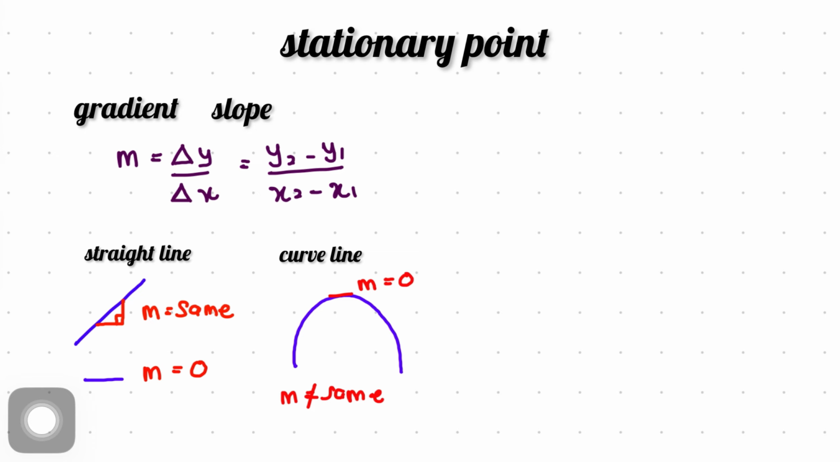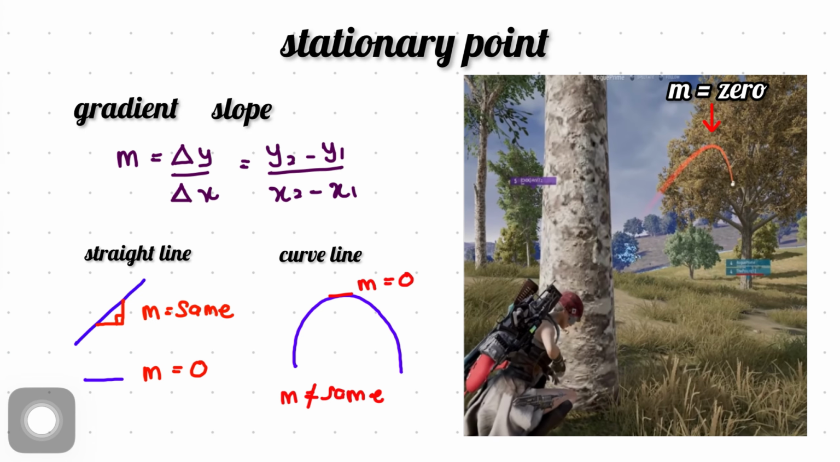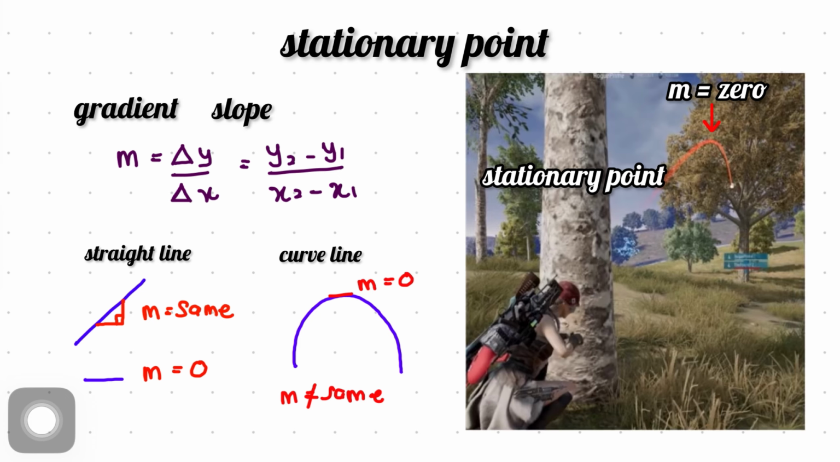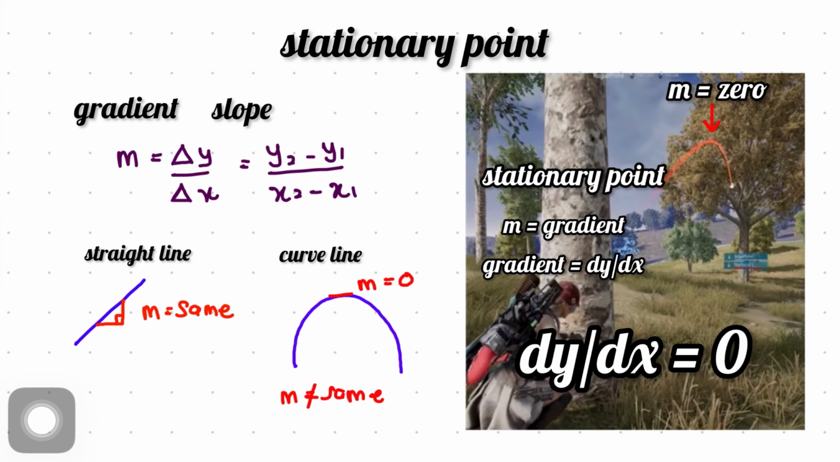Imagine throwing a grenade. The highest point, when m is equal to 0, is called a stationary point. Since m is a gradient and gradient is a change in y over change in x, and m equal to 0 means stationary point is just dy/dx equal to 0. In short, stationary point is just when dy/dx is equal to 0.